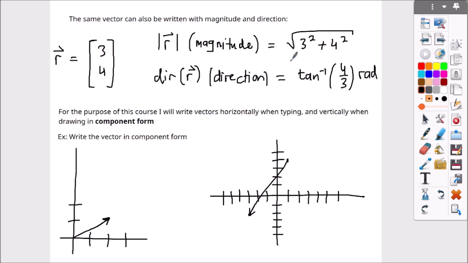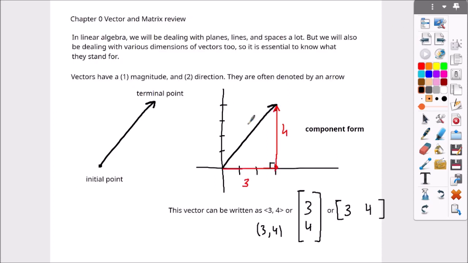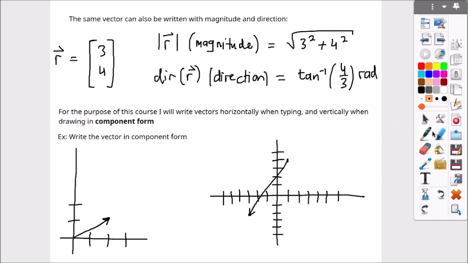I'm going pretty fast right now because I'm going to be reviewing this a little bit more. The direction is the inverse tangent of the ratio between y and x. The direction is actually this angle right here, and tan of this angle is 4 over 3. So the angle is arctan of 4 over 3 radians.